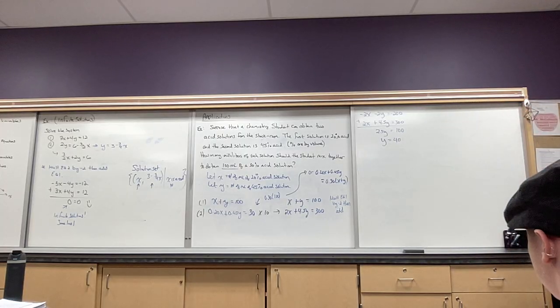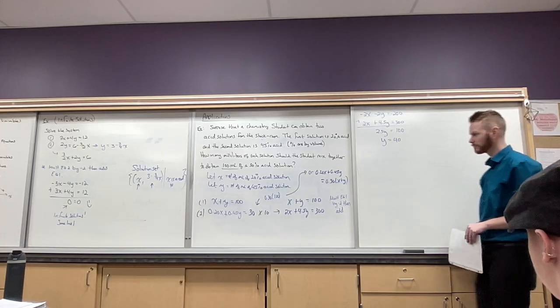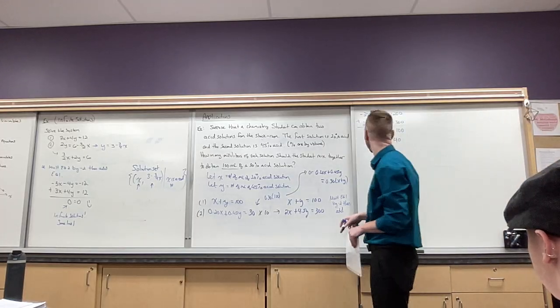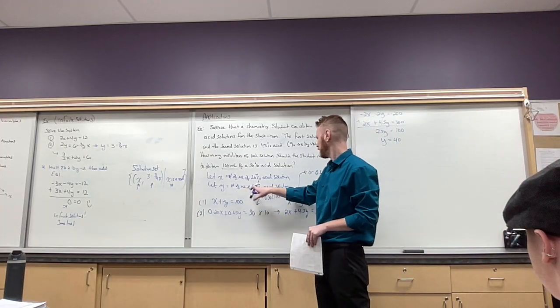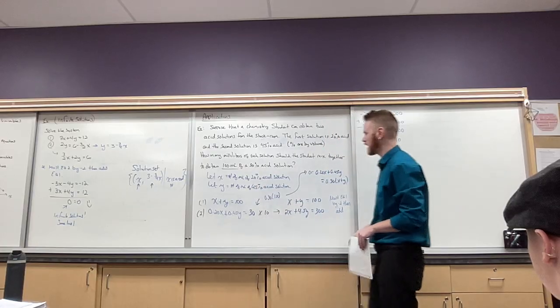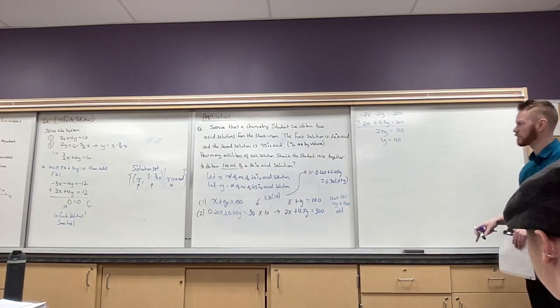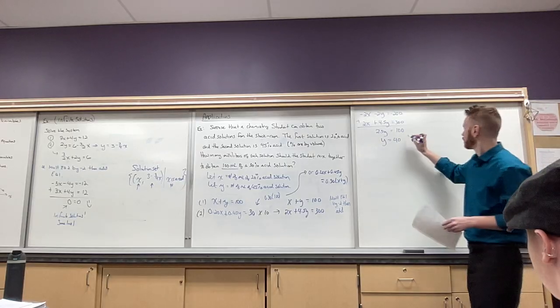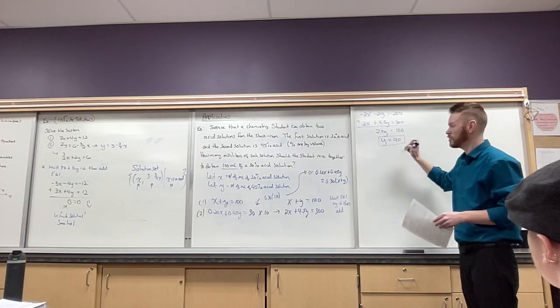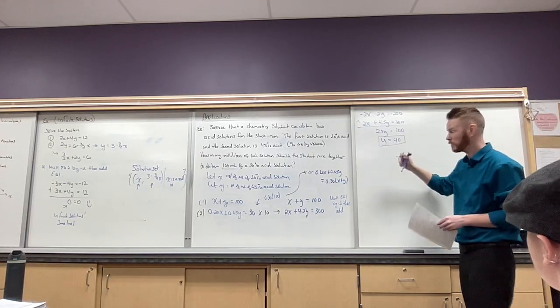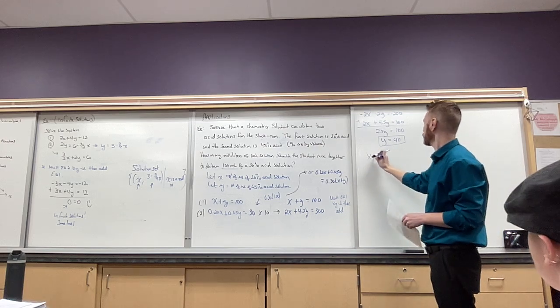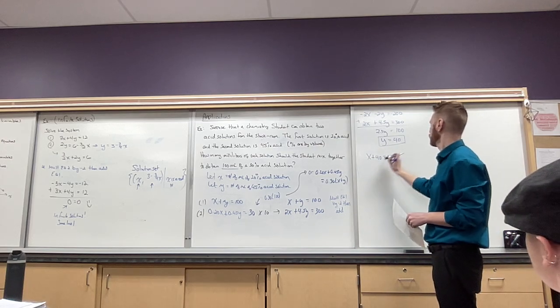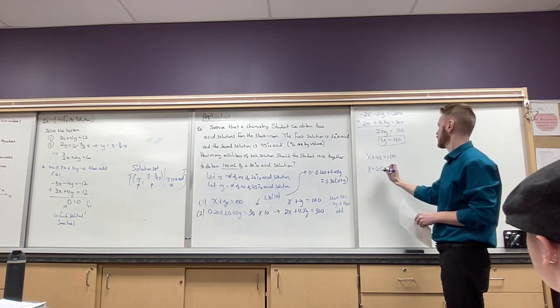Now what did we find? Oh gosh, I can't talk. We found the number of milliliters of a 45% acid solution we need for our mixture that we want at the end. So what do we do now? Well, we just plug this back into either equation. I think 1 looks like the easiest. So we get x plus 40 equals 100. So x must be 60.